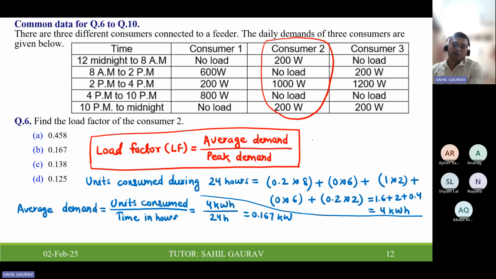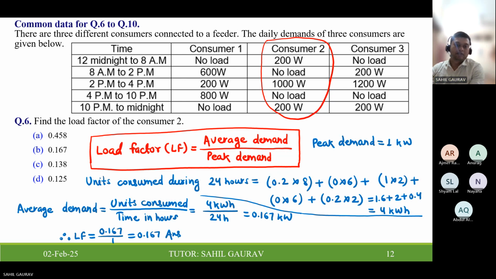Now, how much is the peak demand? The peak demand for consumer 2 is 1000 watt, so it is 1 kilowatt. Therefore, the load factor is 0.167 upon 1, which is 0.167. B is the correct answer.